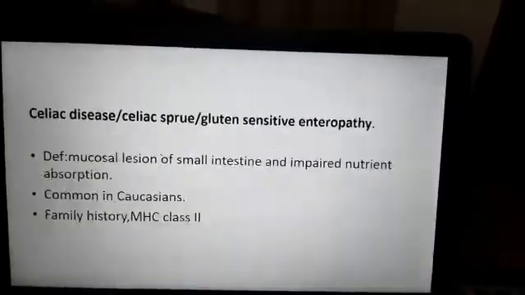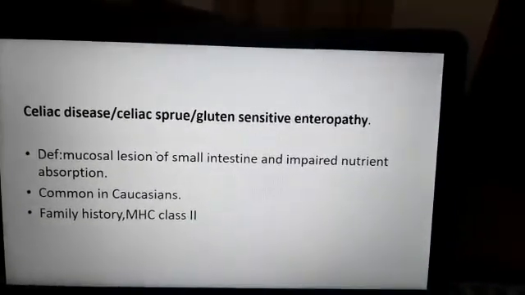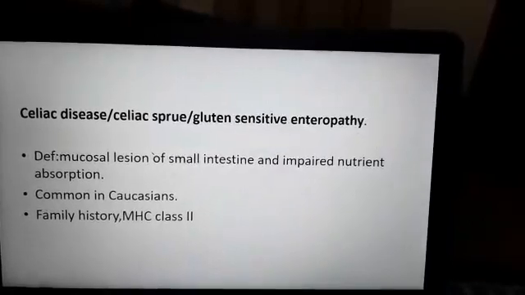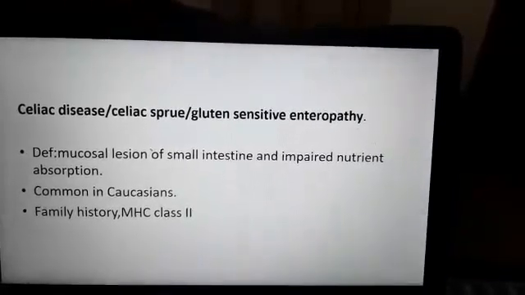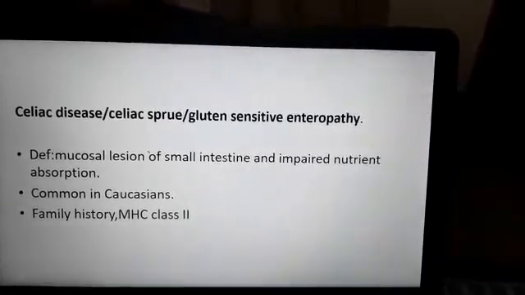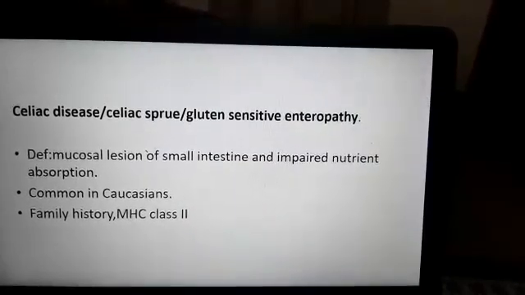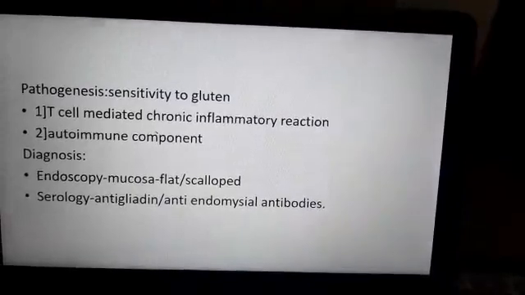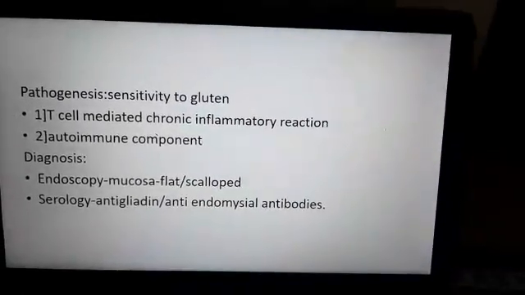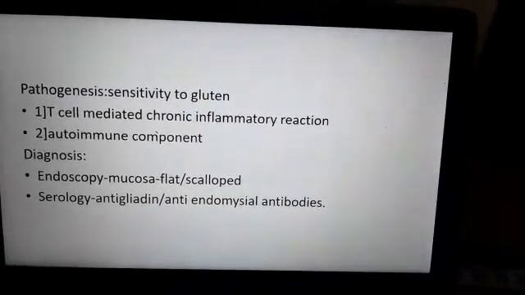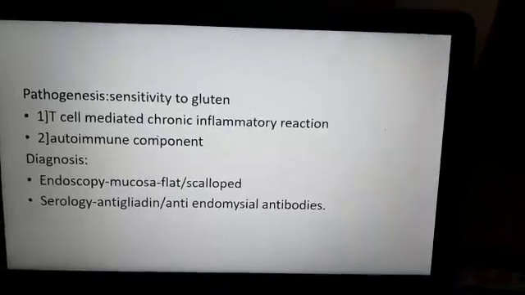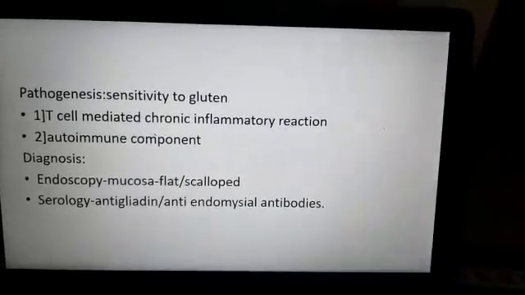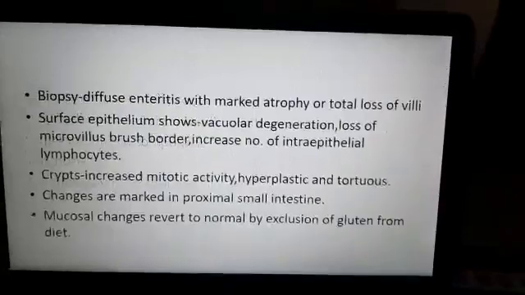So about celiac disease, we will just revise. It is a type of malabsorption. It is gluten sensitive enteropathy, common in Caucasians, a mucosal lesion involving the small intestine with impaired nutrient absorption. Pathogenesis is sensitivity to gluten, which is a protein present in wheat. It is due to T cell mediated chronic inflammatory reaction and autoimmune component. Diagnosis is by endoscopy and serology.